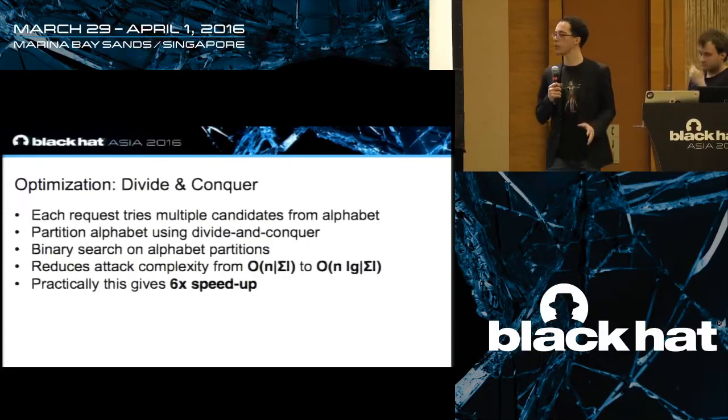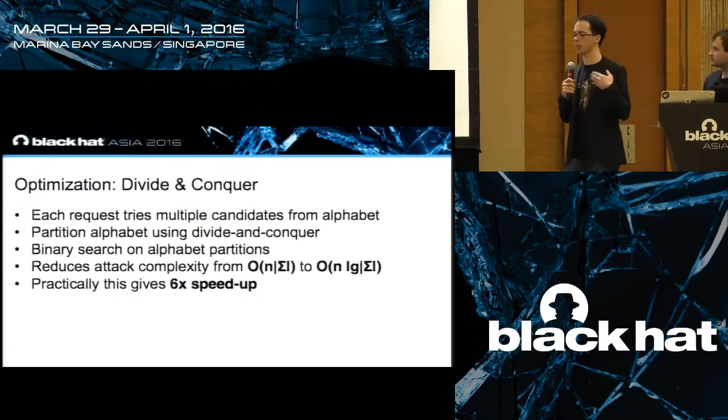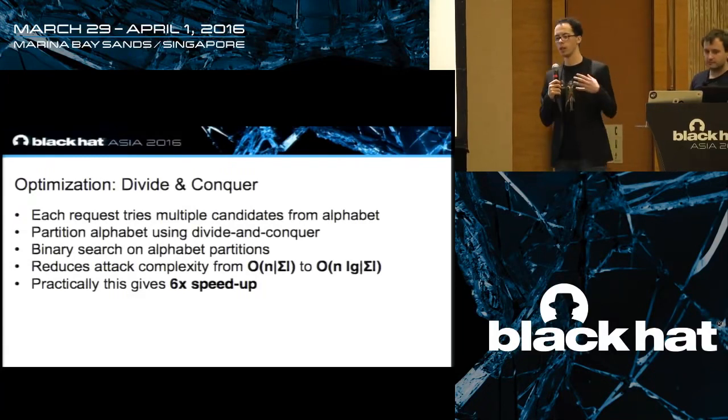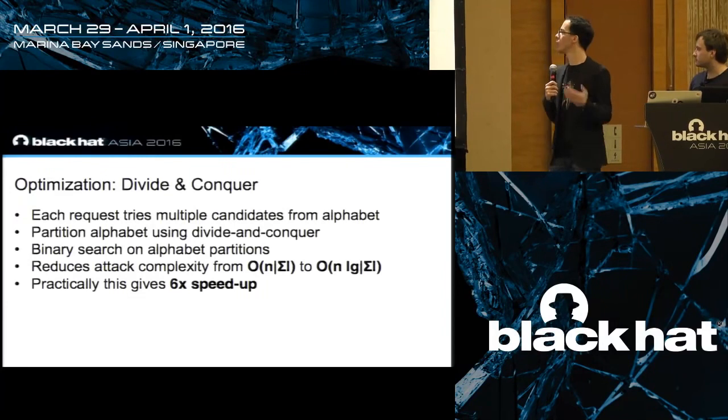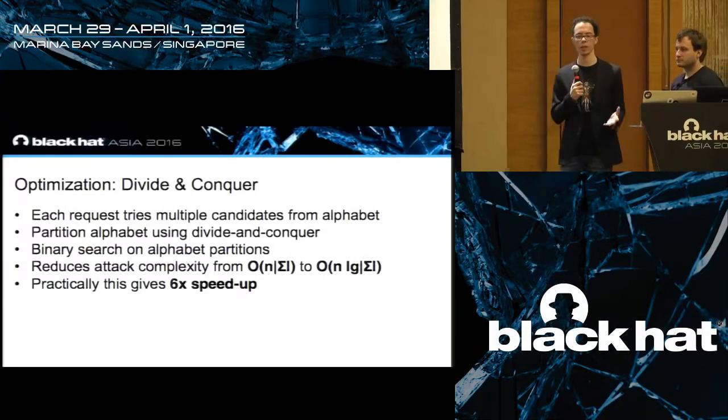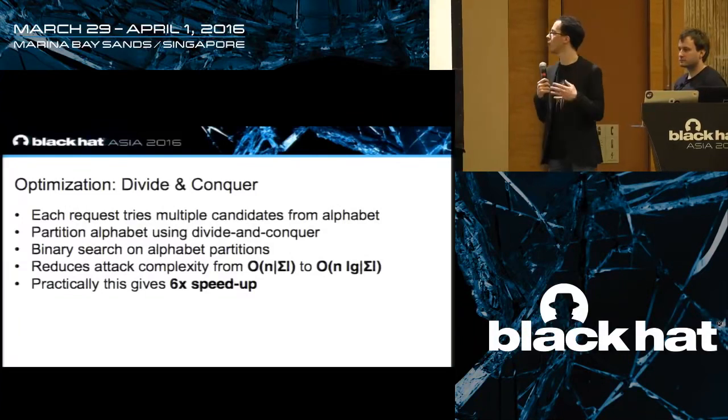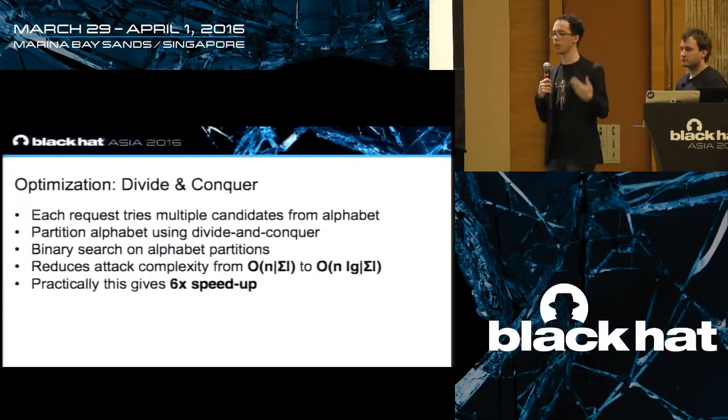What is divide and conquer? Divide and conquer states that instead of issuing the request sequentially, one character at a time, we divide the alphabet in two halves, the first one and the second one. And we try each half repeatedly.